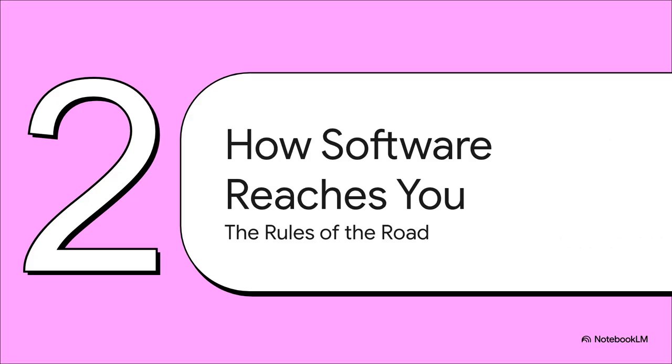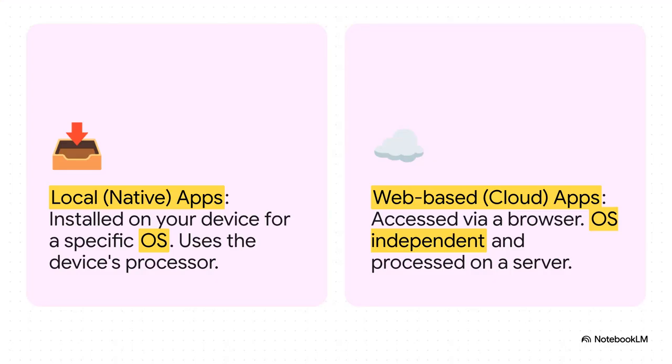Okay, so having all these awesome apps is one thing. But how do they even get onto our phones and computers in the first place? And what are the rules of the road for using them? Well, that brings us to our next layer down. And this is a really important difference to get. You've got two main types.